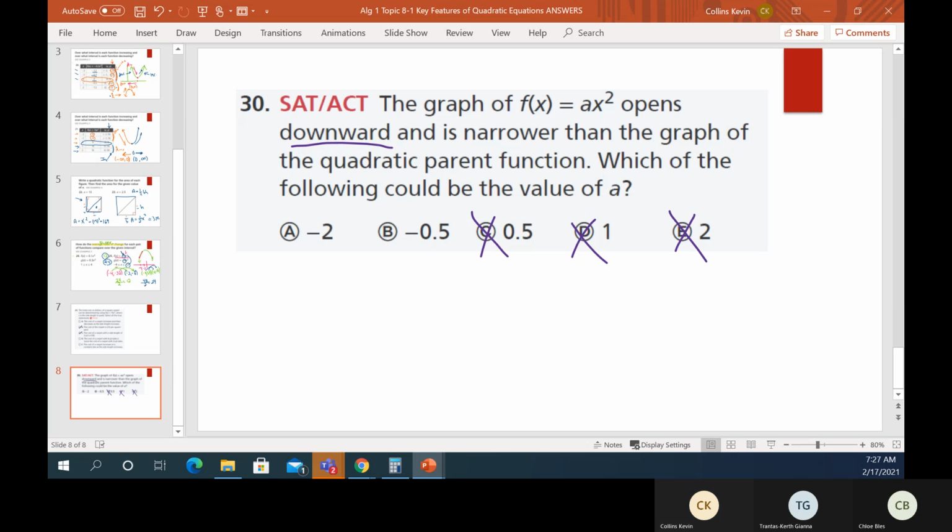Cool. So now the question is, it says, and is narrower. Narrower means skinnier, right? So would that happen with the -2 or would that happen with the -0.5? So what's our answer going to be, A or B? Yeah, it's going to be the -2, which is A, right? Good. So if it's narrower, it has to be a number bigger than 1 in size. And since it's downward, it has to be negative. So that's our guy. If they'd have said wider, then it would have been B.